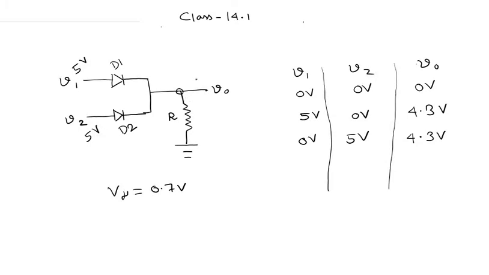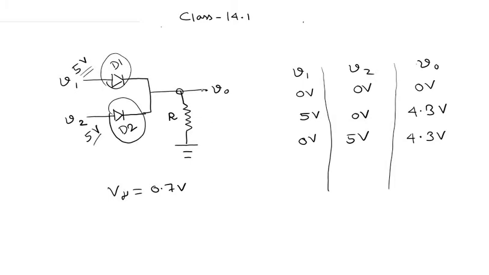And in this case, because both V1 and V2 are at 5 volts, this diode D1 and this diode D2 are both forward biased basically. I mean, there is no reason why one diode should be forward biased and the other should be reverse biased, because we have applied 5 volts to both this node V1 and this node V2 here.